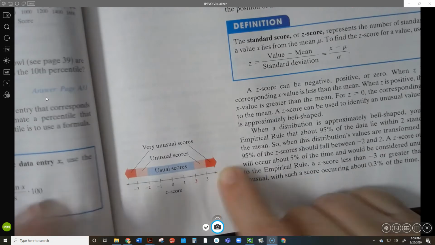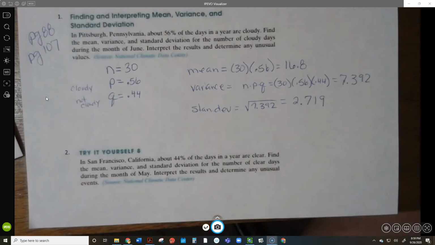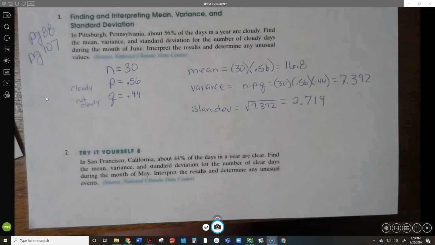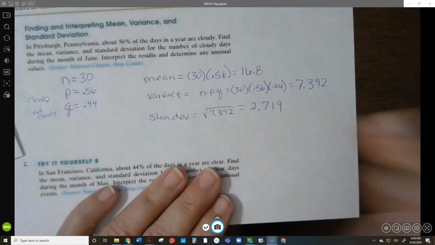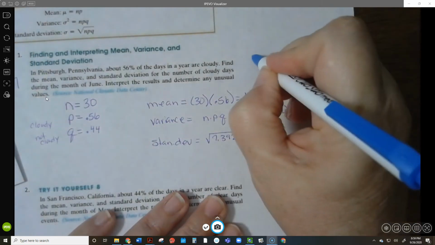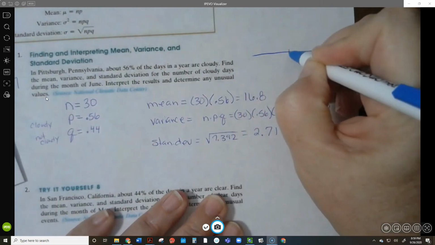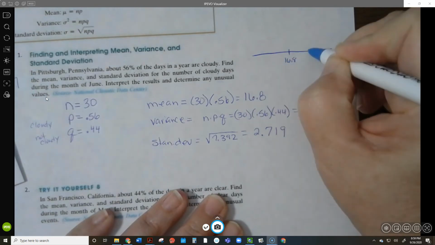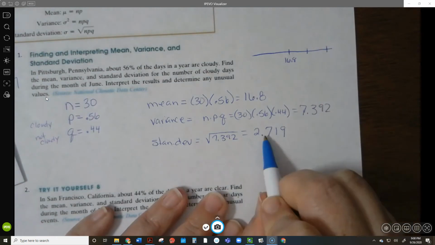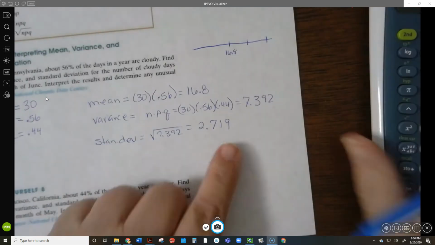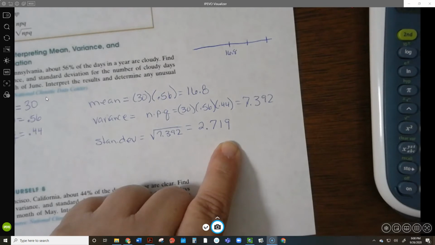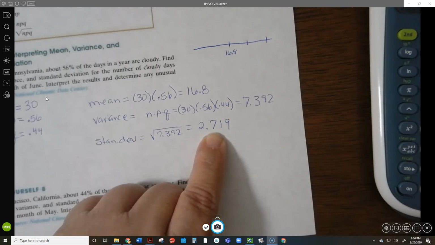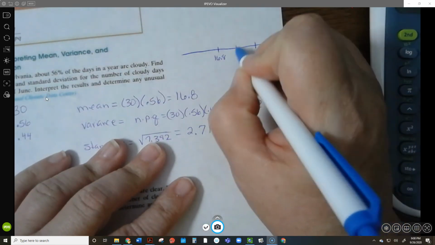So that's what they're wanting us to do, because we just calculated the mean and the standard deviation. Did we not? We did. So since we calculated the mean and the standard deviation, they just want us to see, let's do some calculations real quick. The mean is 16.8. So 1 standard deviation away is going to be 2.719. So 16.8 plus 2.719 will get us out to 19.5.